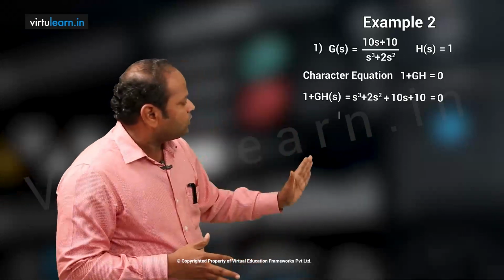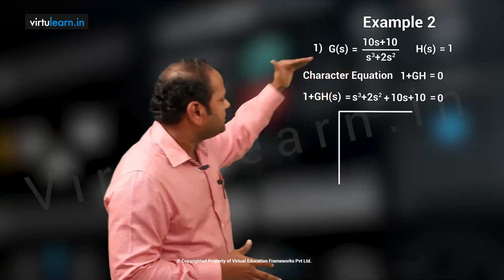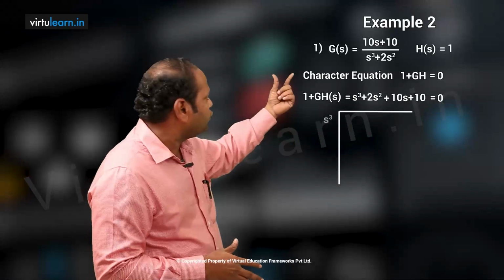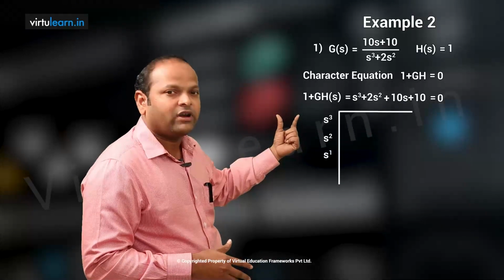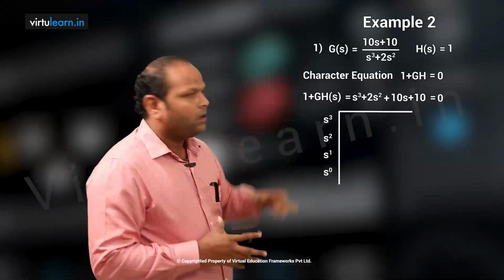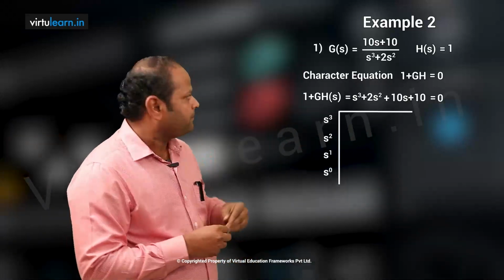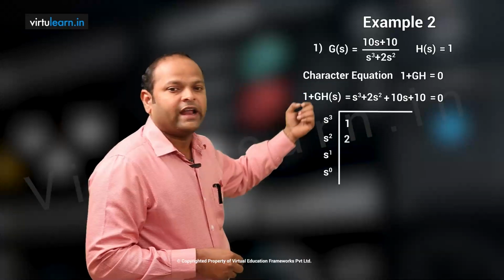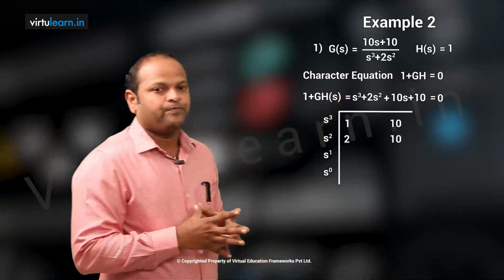So let us take our Routh array. This is the Routh array. The highest degree is s cube and s square, s power 1 and s power 0. And the first 2 rows will be filled from the coefficients of the characteristic equation. We have 1, 2 and as well as 10 and 10.